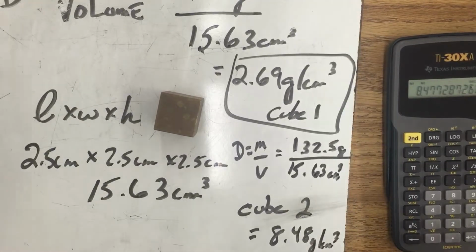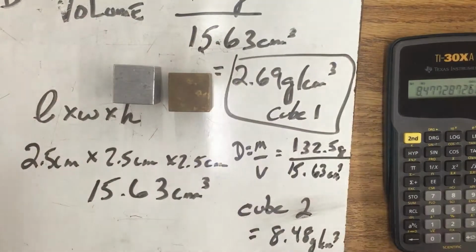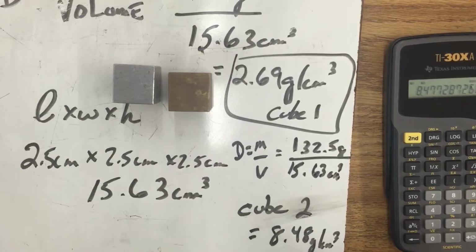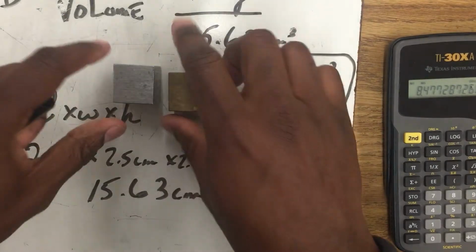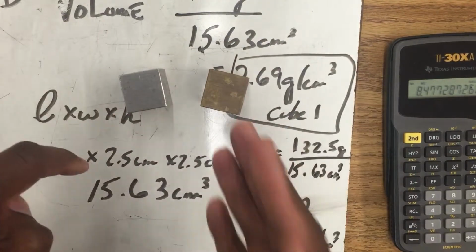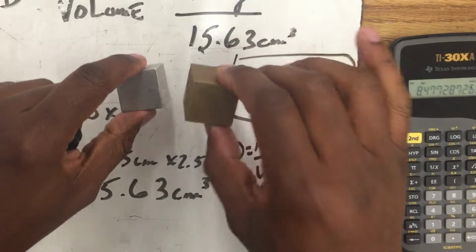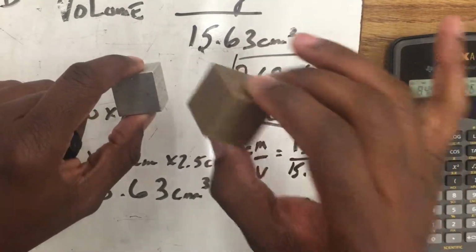Now we can see that even though these two are the same size, the density of cube 2 is more than the density of cube 1. So even though they take up the same amount of space, this one has more density than this one, or it's more dense.